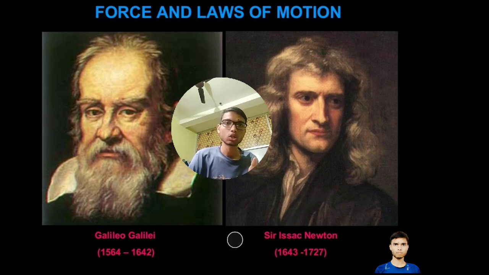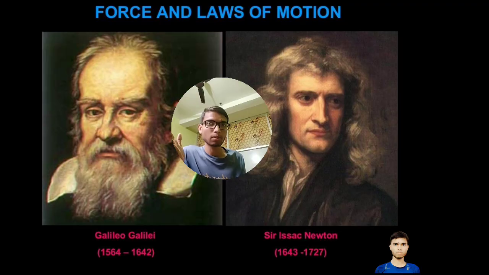These two persons did a lot of experiments, which I will show you in the slides. The name of this scientist is Sir Isaac Newton, and he was born in 1643 and died at this time. This was an introduction of these two persons, which is important to know. These scientists discovered something that we will be exploring in this lecture.